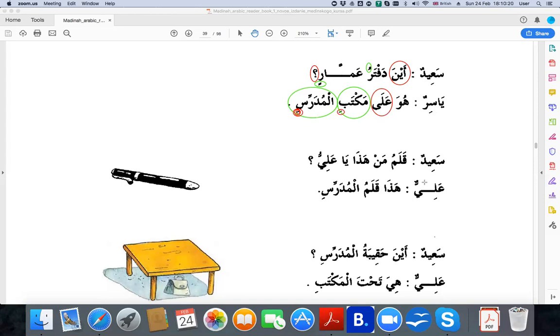Okay. There is another way to ask again. Qalamu man hadha, Sa'id will ask. Qalamu man hadha ya Ali, oh Ali, ya nida. If we take only man hadha, we know man hadha, hadha mudarris; man hadha, hadha tabib. If we remember lesson one, man hadha, hadha walad. Okay, qalamu man hadha. Whose pen is this? Oh Ali, okay? Qalamu man hadha. So we are going to say, hadha qalamu al-mudarrisi. Qalamu is mudaf, al-mudarrisi mudaf ilayh.